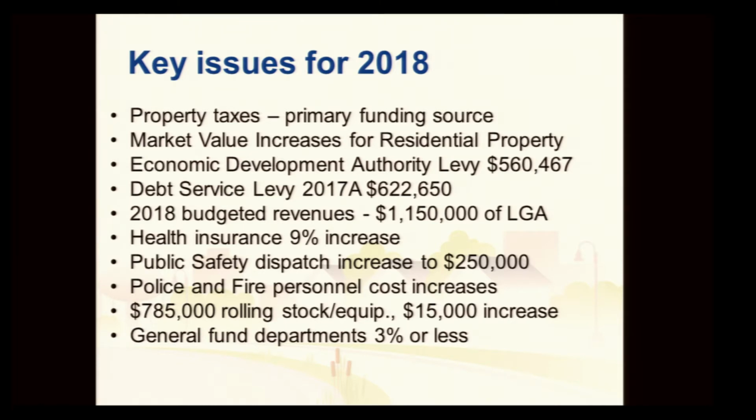Then we also have the debt service levy for 2017A. That's $622,000. That goes towards the funding of 66th Street. We've increased the amount of LGA that we were budgeting for. We've gone from $550,000 to $1.15 million of LGA.